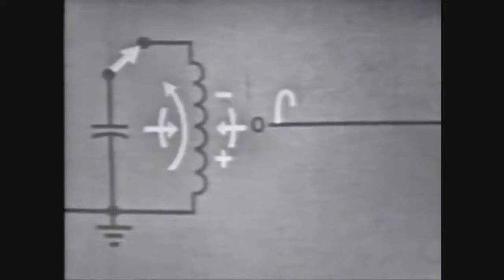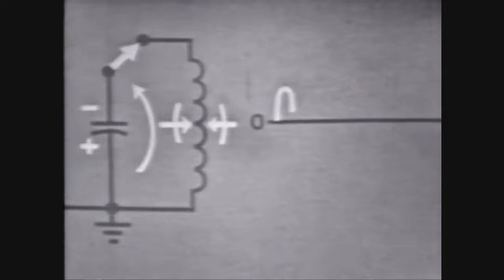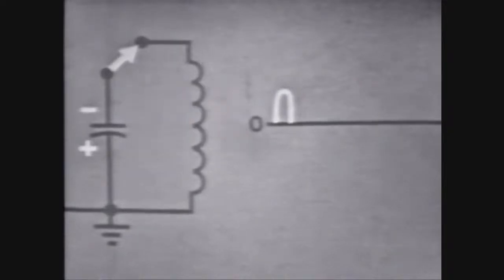That is, the field will begin to collapse, reversing direction, thus reversing the polarity of the induced voltage, causing current to flow in the same direction. Or the coil becomes the source as the energy stored in the magnetic field is put back into the circuit, causing the capacitor to charge in the opposite direction. Now, when the field about the coil is completely collapsed, current is zero, and the capacitor is charged in the opposite direction. And it will again discharge through the coil.